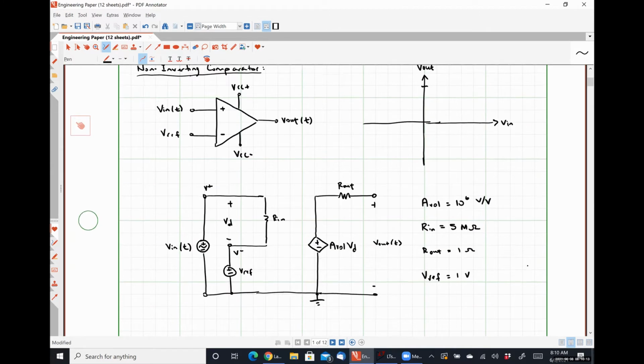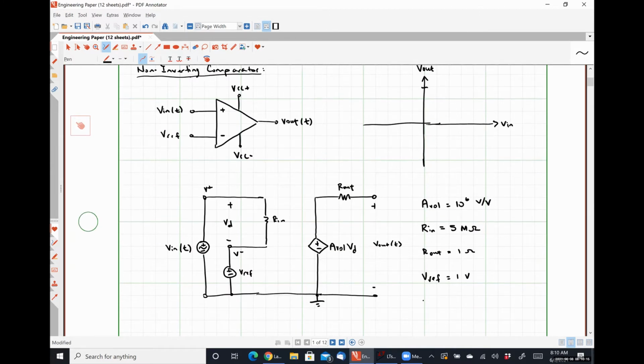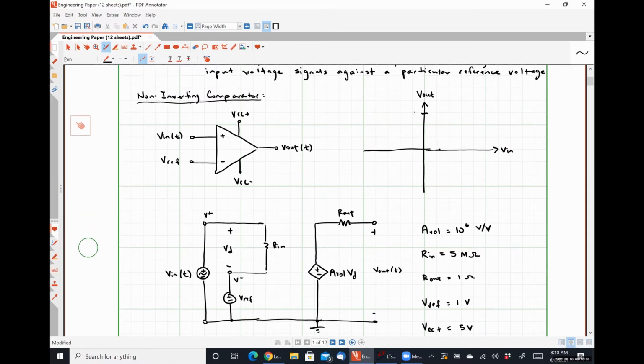I also, I guess, need to specify power supply voltages because these are going to be important. So let's say that VCC plus is equal to 5 volts and VCC minus is equal to negative 5 volts. So I'm going to put 5 volts here and then negative 5 volts here.